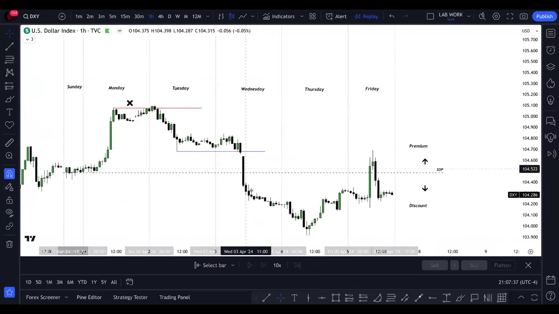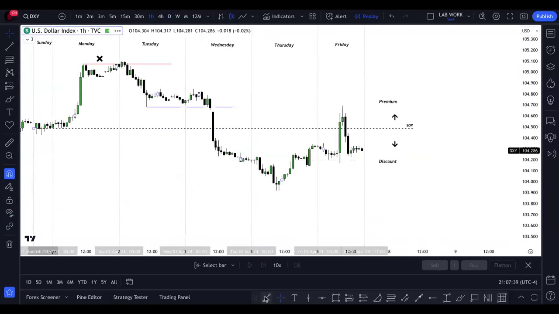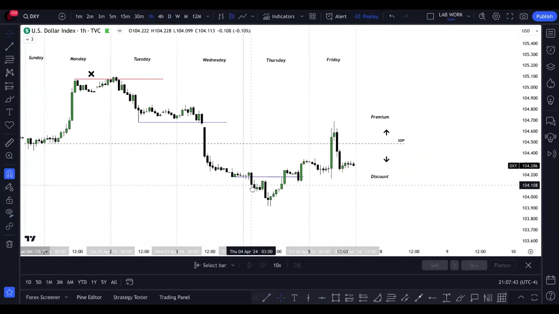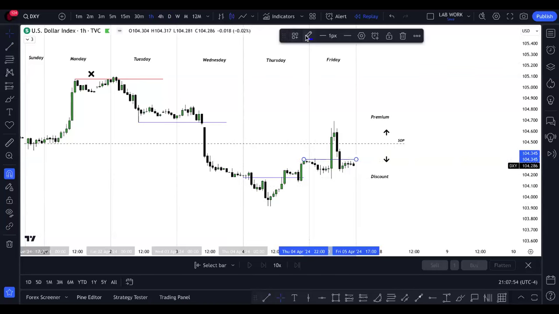Tuesday's low is broken by Wednesday. So Wednesday continues trading lower. What does Thursday do? Thursday takes out Wednesday's low. And then Friday takes out Thursday's high. So you got a pull back.